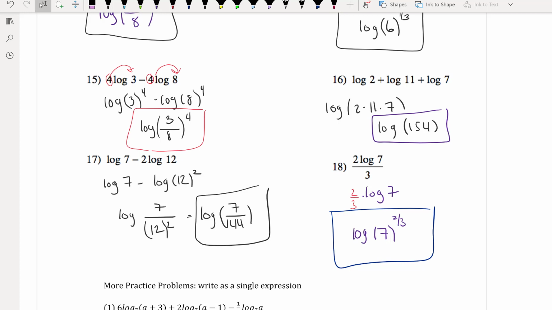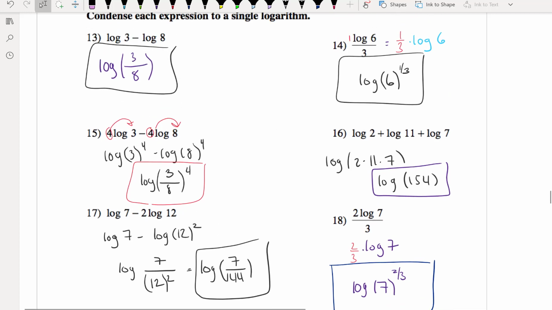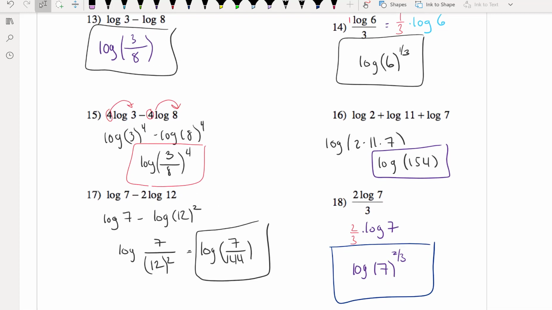For number 16, they're all addition, so they all got multiplied, so 2 times 11 is 22, times 7, that's 154. For number 17, I had 2 as the exponent, and then I had subtraction, so it turned into division, and I have my 12 squared, which is 144. For number 18, it's very similar to number 14, where I take that 2/3 and it's being multiplied by log of 7, so it gets brought up as the exponent or the power.